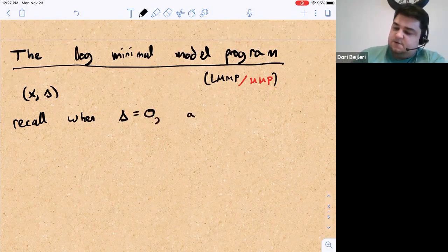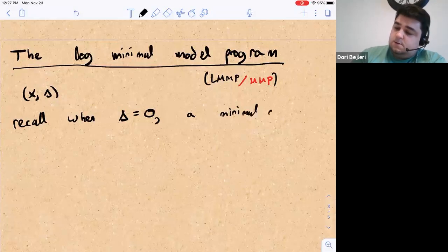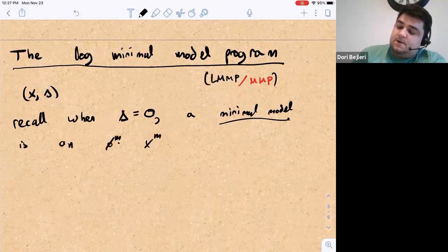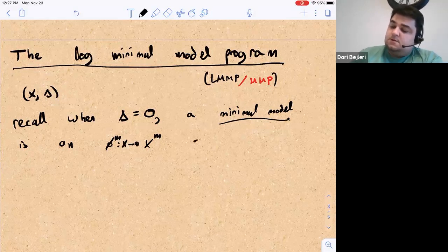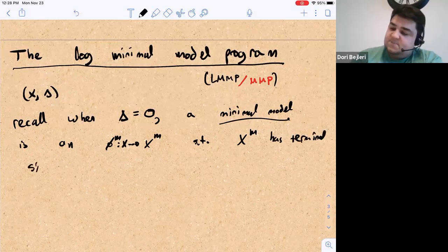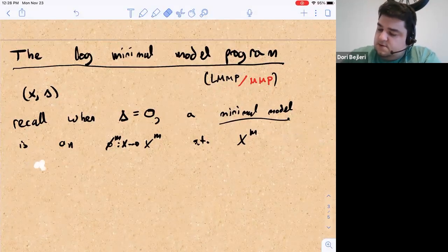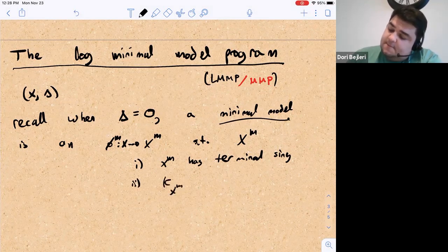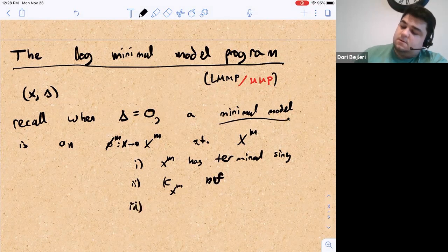Well, in this case, we said that a minimal model was an X_M with a birational map from X to X_M, such that: 1, X_M has terminal singularities; 2, K_{X_M} is nef; and 3, phi is birational.